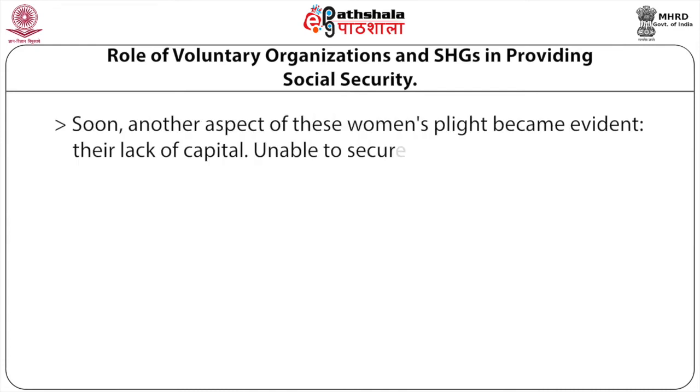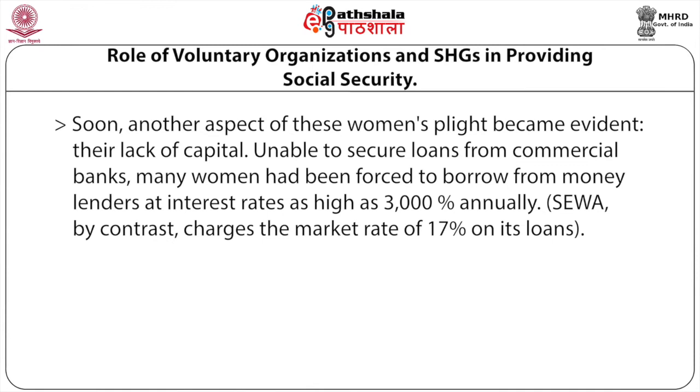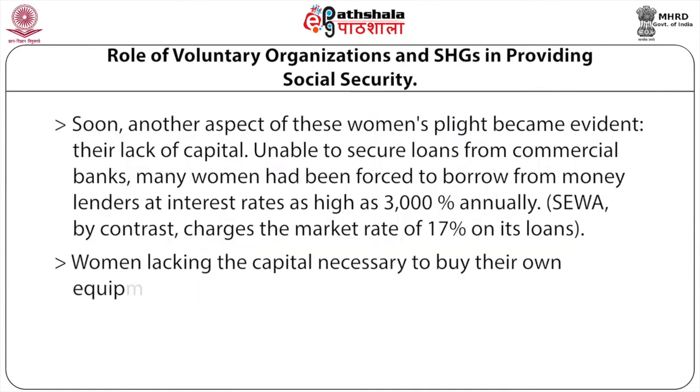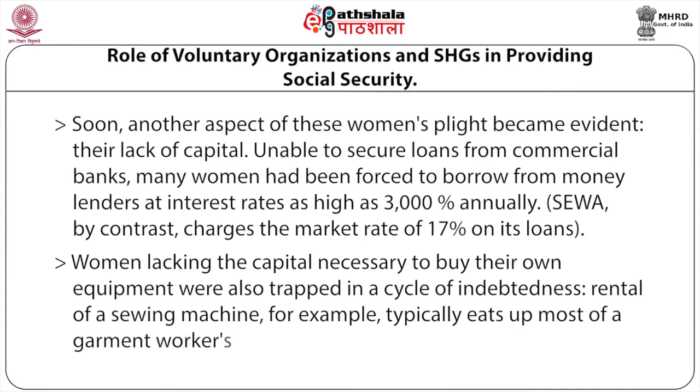Soon another aspect of those women's plight became evident: their lack of capital. Unable to secure loans from commercial banks, many women had been forced to borrow money from private moneylenders, and they had to pay a rate of interest as high as 3000% annually. And SEWA just decided to come up with its own bank. Women lacking the capital necessary to buy their own equipment were also trapped in the cycle of indebtedness. Rentals for a sewing machine, for example, typically eat up most of the garment workers' earnings.